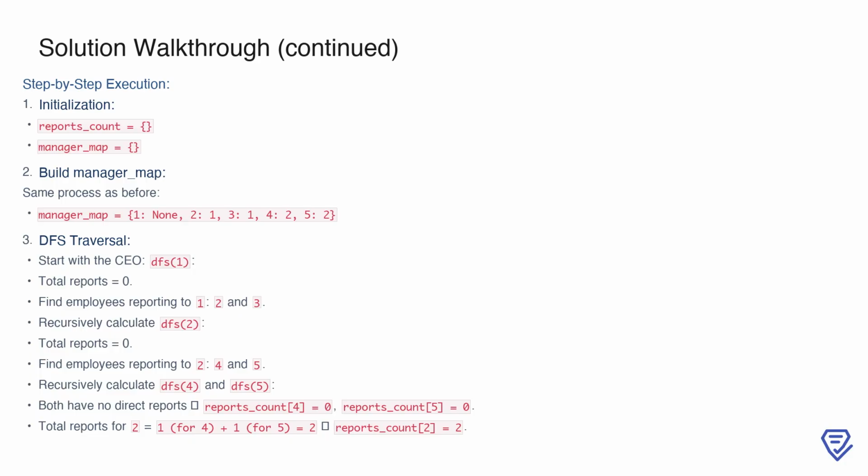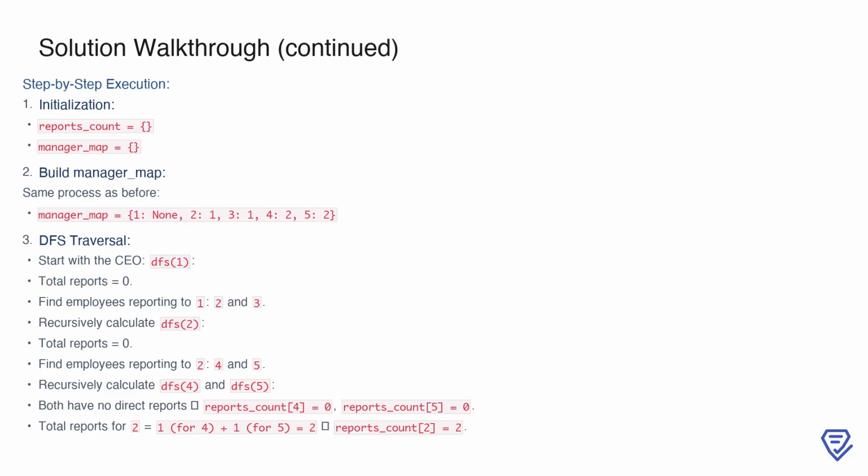We begin by initializing reports_count and manager_map as empty, and then populate manager_map from the input. After processing all employee-manager pairs, the manager_map becomes 1, none, 2, 1, 3, 1, 4, 2, 5, 2. Next, we calculate the reports using DFS.